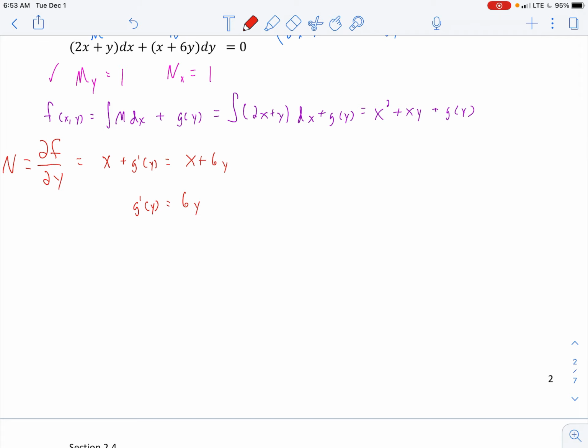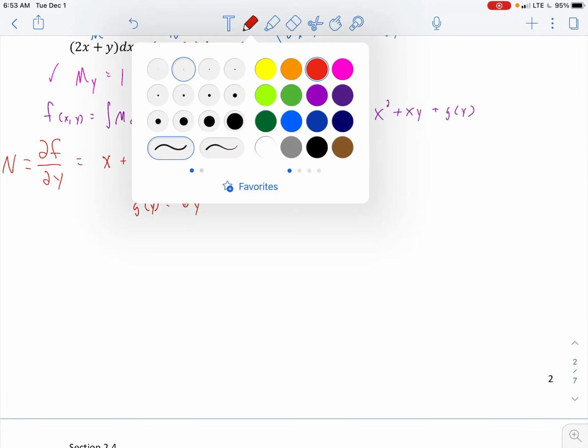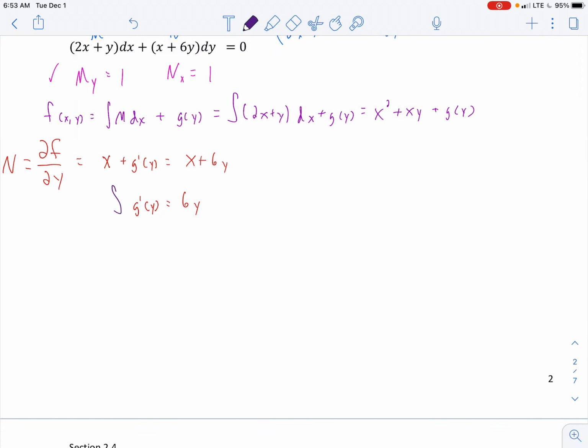Now we're going to integrate both sides, this time with respect to y. We get g of y on the left-hand side. On the right-hand side, we're going to get 3y squared, plus c we could write. I'll write it there, but just so you know, c is always going to go on the other side. So we found our g of y.